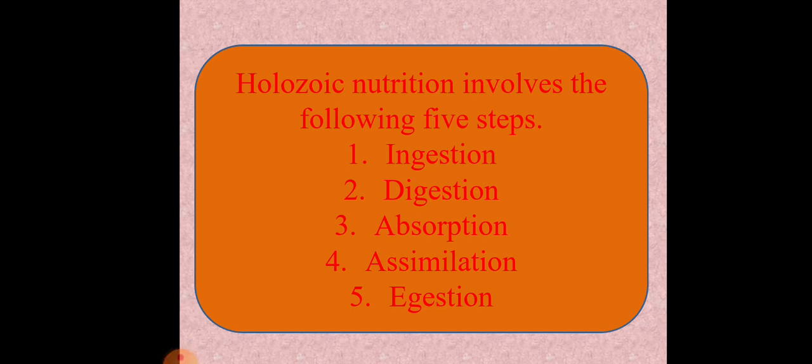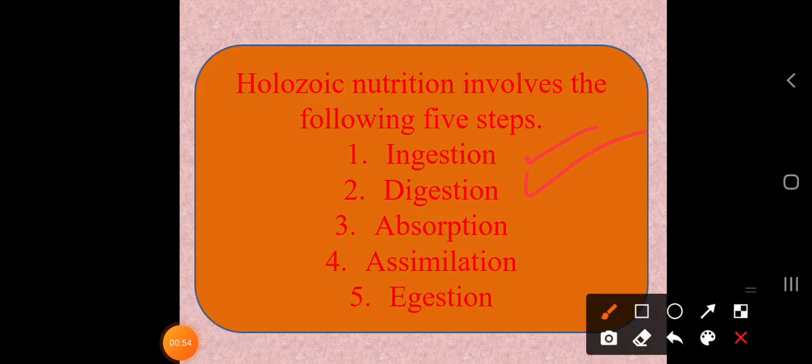So the first one is ingestion, the second one is digestion, the third one is absorption, the fourth one is assimilation, and the fifth one is egestion. So dear students, totally how many steps are there? 5 steps are there in the holozoic mode of nutrition. Okay, let us learn one by one. What do you mean by these 5 steps?